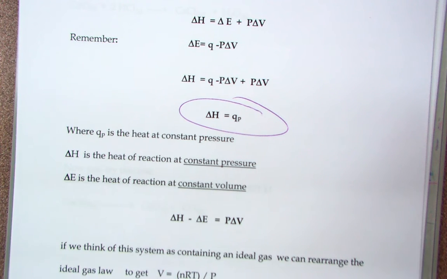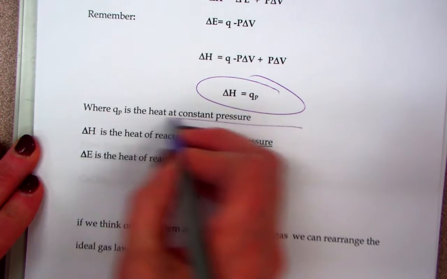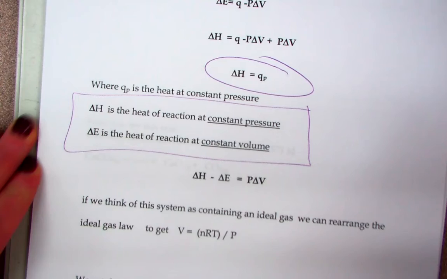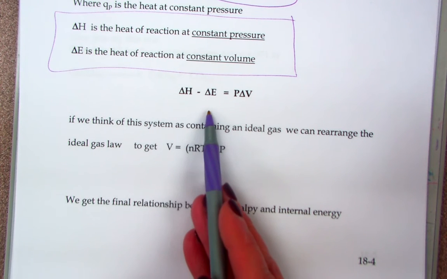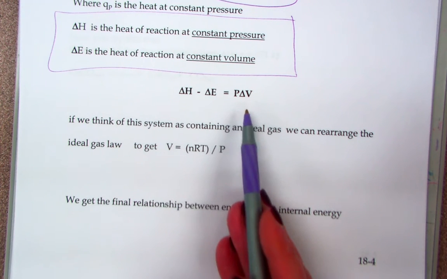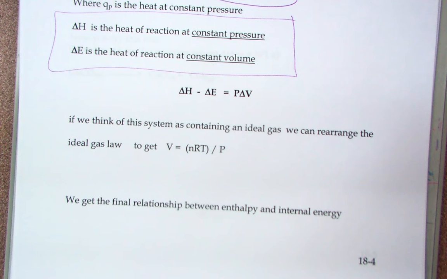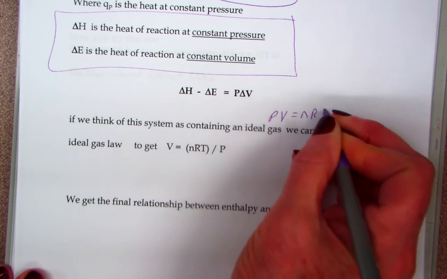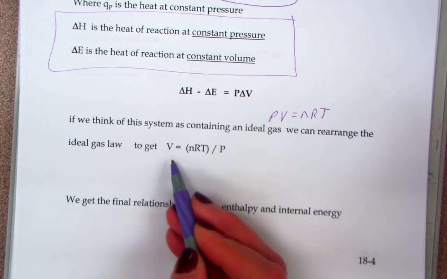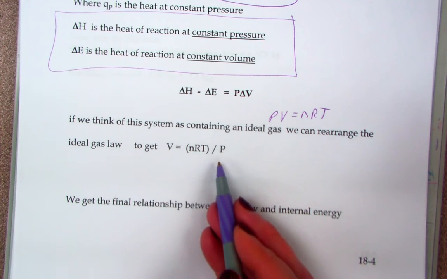So again, when we're at constant pressure, the enthalpy change is just heat. So delta H is defined as the heat of reaction at constant pressure, and delta E is the heat of reaction at constant volume. And they are related to each other in that the change in enthalpy minus the change in energy is equal to P delta V. So, how do we go from one to the other, to convert enthalpy to energy and vice versa? If we think of this system containing an ideal gas, we know the ideal gas law, PV equals nRT. So we can rearrange this so that the volume is equal to nRT over P.